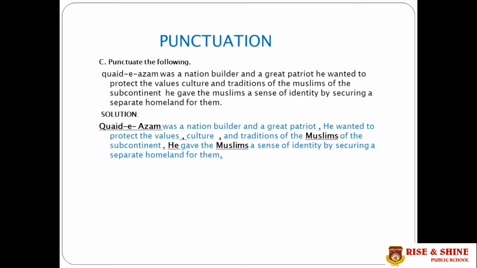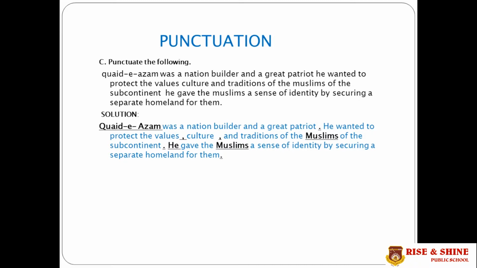You see, this passage is taken from our lesson Patriotism. Qaid Azam was a nation builder and a great patriot. He wanted to protect the values, culture and tradition of the Muslims of the subcontinent. He gave the Muslims a sense of identity by securing a separate homeland for them. Here you see that there is no gap, there is no capital, there is no sense of understanding the content. So we have to punctuate and capitalize.